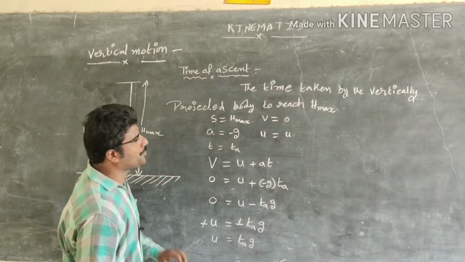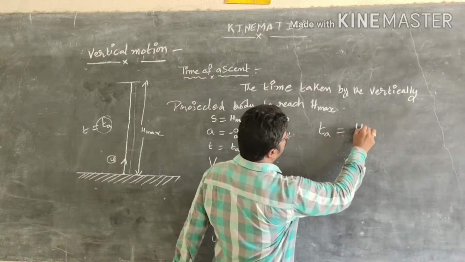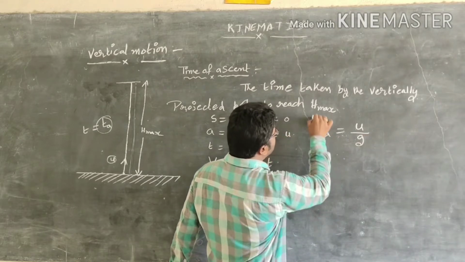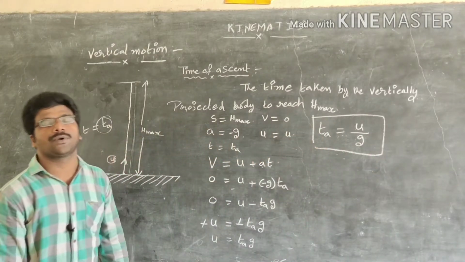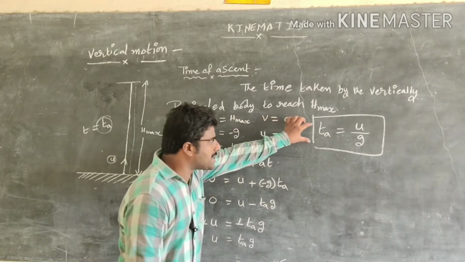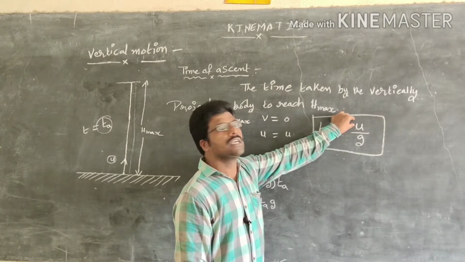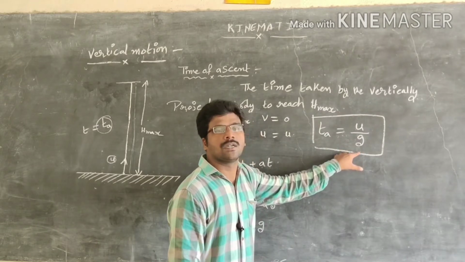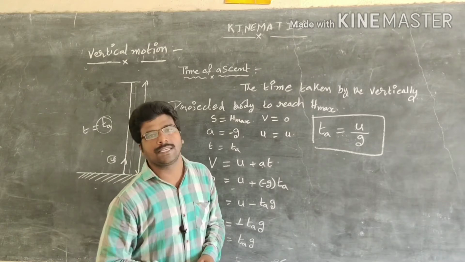Now we want the value of Ta. So Ta equals u by g. This is the formula to calculate the time of ascent. So time of ascent mainly depends upon the initial velocity if g is constant. If you increase the velocity, the time of ascent also increases.